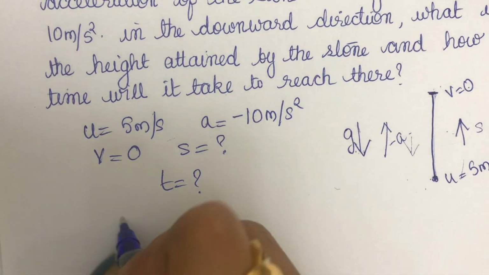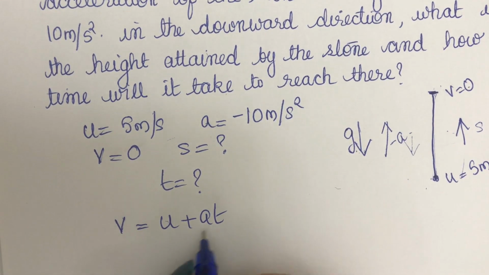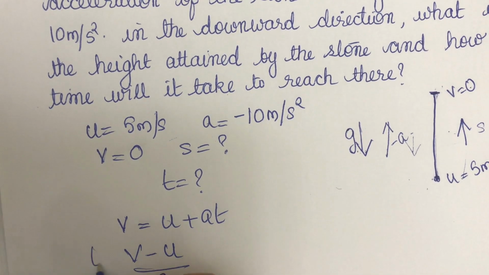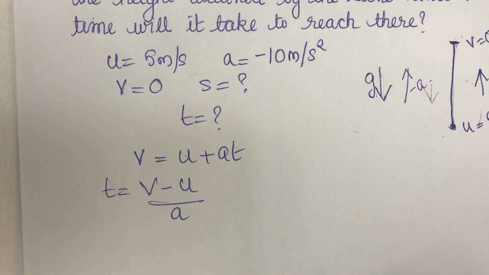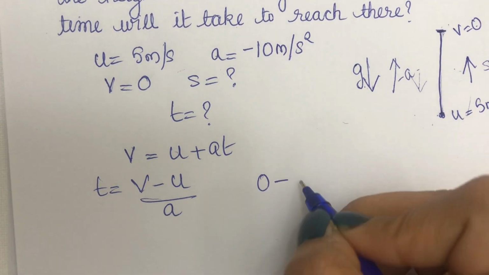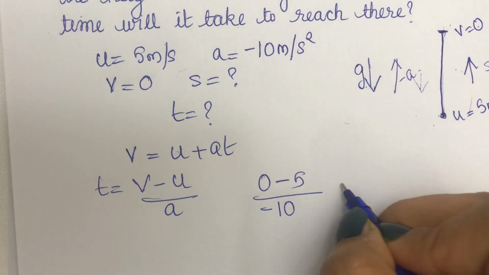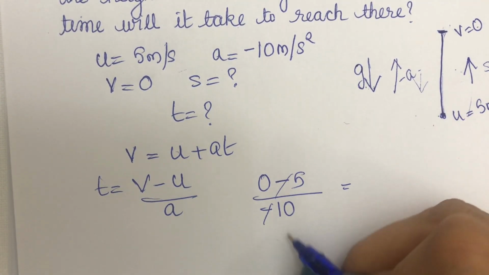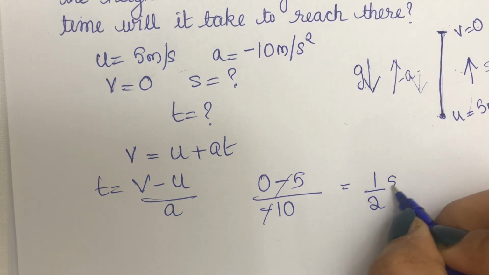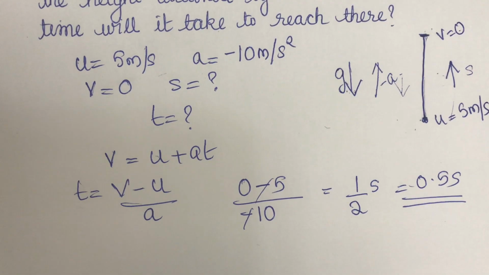The equation is v is equal to u plus a t. So t is equal to v minus u by a. Here v is 0 minus u, which is 5, divided by minus 10. So minus and minus will cancel, and then we have 1 by 2 second, which is equal to 0.5 second. Now the time is 0.5 second.